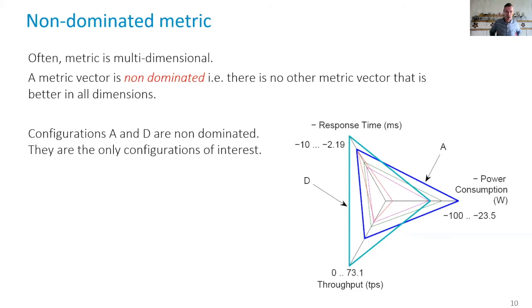So we can distill the result of our performance evaluation here by saying there are two configurations of interest. Configuration A, that is better from the viewpoint of power consumption, and configuration D, which is better from the viewpoint of response time and throughput. So the first concept here to remember is non-dominated, which is the correct comparison to do when we have a multidimensional metric.